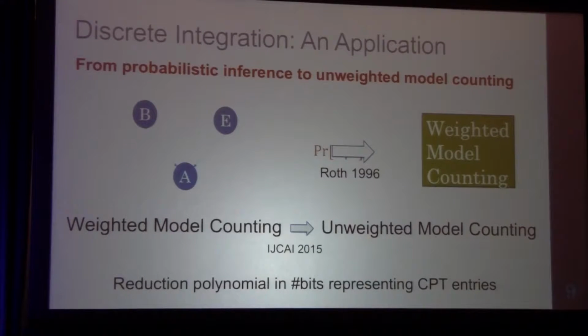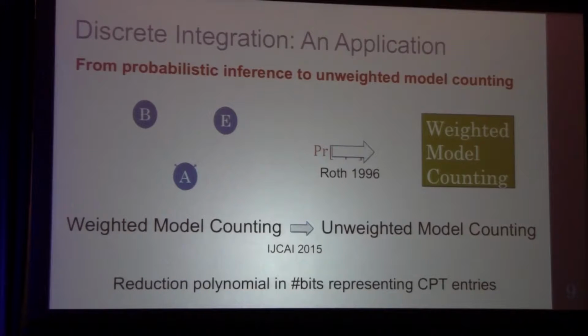Basically, we took the probabilistic inference problem and mapped it to what is also called weighted model counting. There were weights here. And then in some recent work last year, we showed that summing up the weights of satisfying assignments can also be reduced to just counting the satisfying assignments in an appropriately modified formula. So this is called unweighted model counting. Basically, probabilistic inference can be reduced to unweighted model counting through a sequence of reductions.